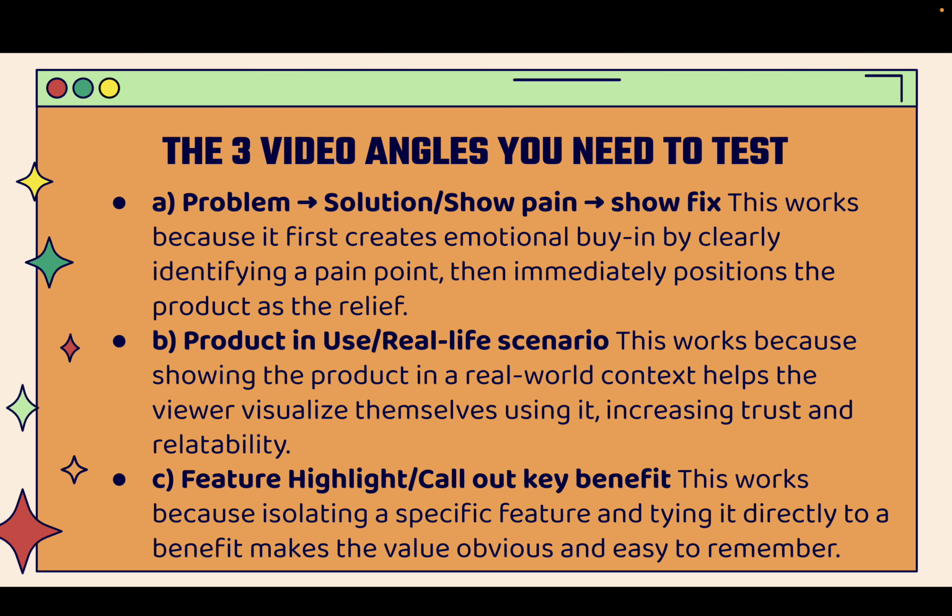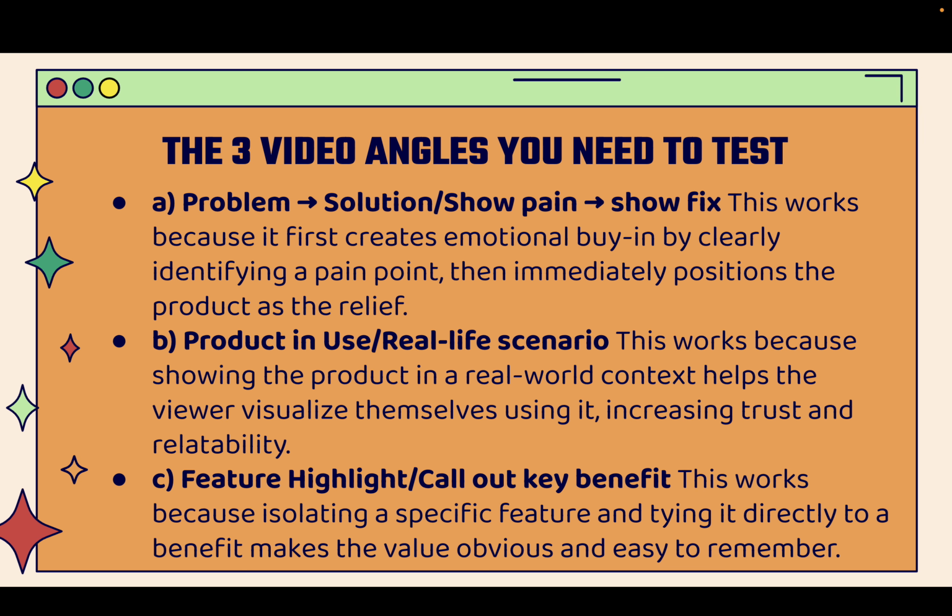There are three video angles that you're always going to want to test. And because you can make videos so easily, there are really no excuses now for you to create the perfect Amazon ad campaigns and have all these different video styles to test. So, for example, you have the problem solution, or the show pain, show fix. This obviously works because it first creates some type of emotional buy-in by clearly illustrating a pain point. Then that exact pain point is relieved by the product, right? Basically, you're showcasing a potential pain point and you're saying, hey, this product is the solution to it.